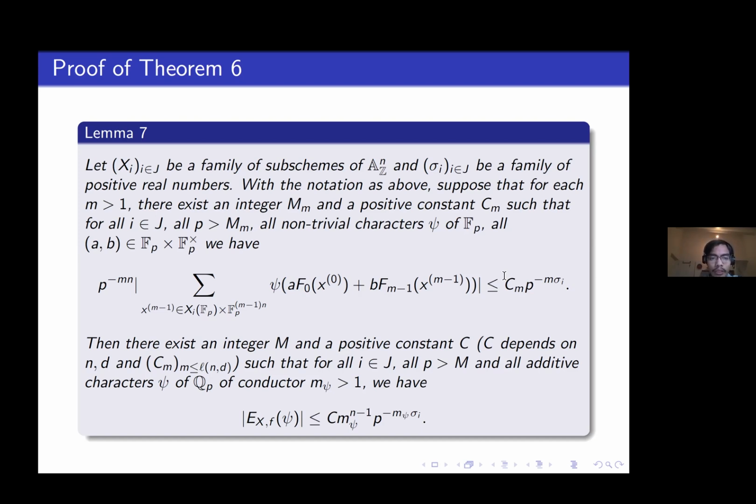I claim that there exists an integer m and a positive constant c. The c depends on n, d and the c_m, with m less than l and d for some function l in terms of n and d. So that for all i in I, for all p at least m and all additive characters psi of Q_p of conductor m_psi at least 1, we have an upper bound of the exponential sum in terms of a factor m_psi power m minus 1.